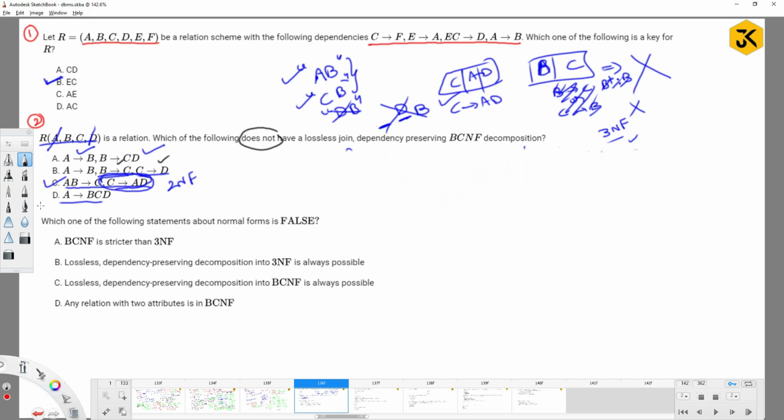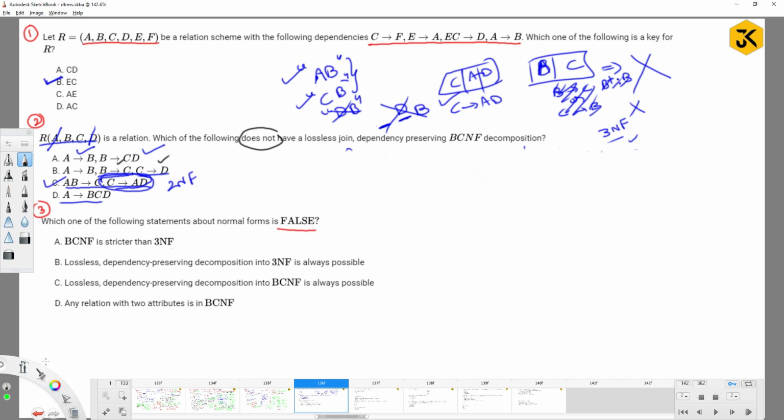Let's see the third one. Which one of the following statements about normal forms is false? BCNF is stricter than 3NF. Lossless, dependency preserving decomposition into 3NF is always possible. Lossless, dependency preserving decomposition into BCNF is always possible. Any relation with two attributes is in BCNF.